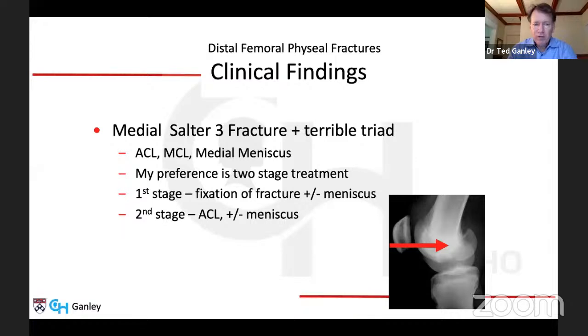Be aware of the medial fracture, Salter III fracture, plus the terrible triad: ACL, MCL, and medial meniscus injury. In those scenarios, I've seen and been referred patients that have had some arthrofibrosis when all of those things have been addressed simultaneously. So in the first stage, I like to fix the fracture. If there's a bucket handle meniscus tear, I'll address that. But otherwise, I'll address in the second stage the ACL with the meniscus. Hopefully the medial collateral ligament can be treated conservatively. It's grade 1 or 2, but if it needs to be addressed, that can be addressed at the second stage as well.